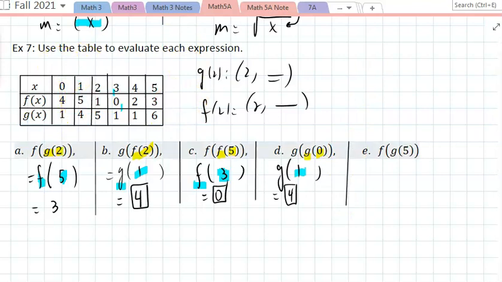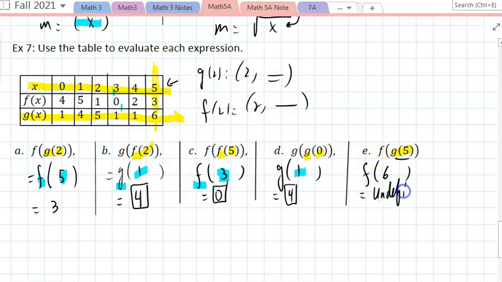And if I am to go for f of g of 5, if x equal a 5, g would be a 6. And if x equal a 6, but there's no 6 up there, it only goes up to 5. So this is undefined, or not defined, whatever you want to call it. And that's pretty much it for this section.